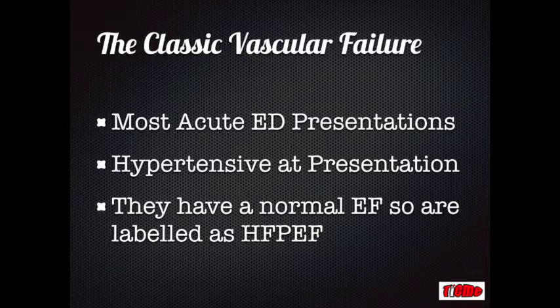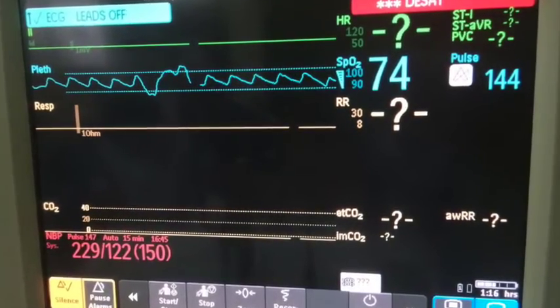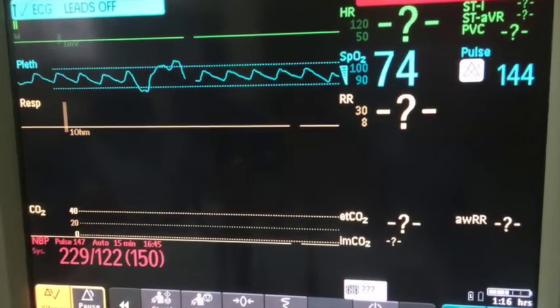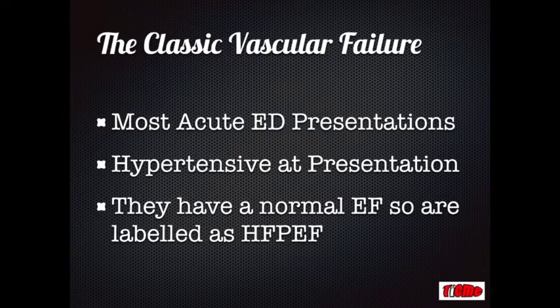So in summary, the classic vascular failure patient makes up most of the acute emergency presentations. They will be hypertensive at presentation. The chronic heart failures will be relatively normotensive, and remember the cardiogenic shocks will be hypotensive when they arrive. These patients have a normal ejection fraction, and so they're labelled as the heart failure preserved ejection fraction, HF-PEFs.